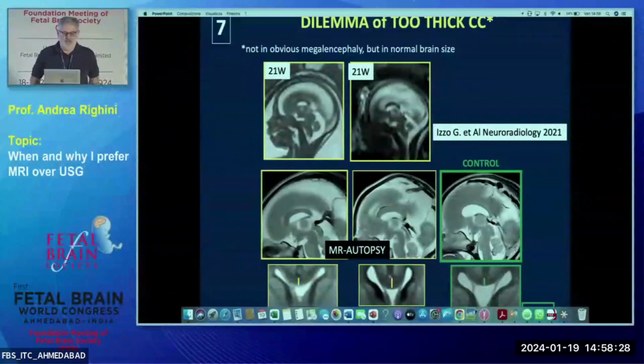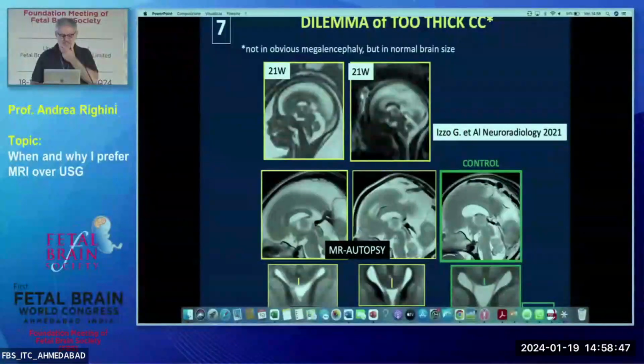And anyhow, I can say that when you see such a thick corpus callosum, which is undoubtedly thick, if you compare these 2 cases with the control, it is definitely thicker. It's a bit shorter also, but what's really impressive is that it's really thick.